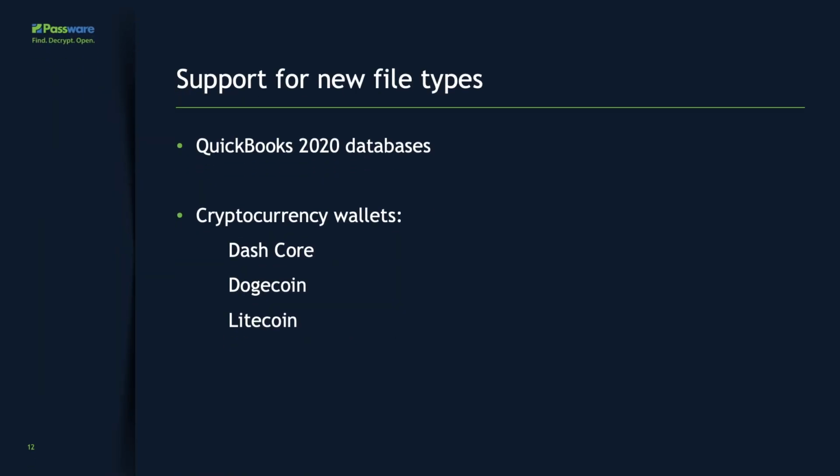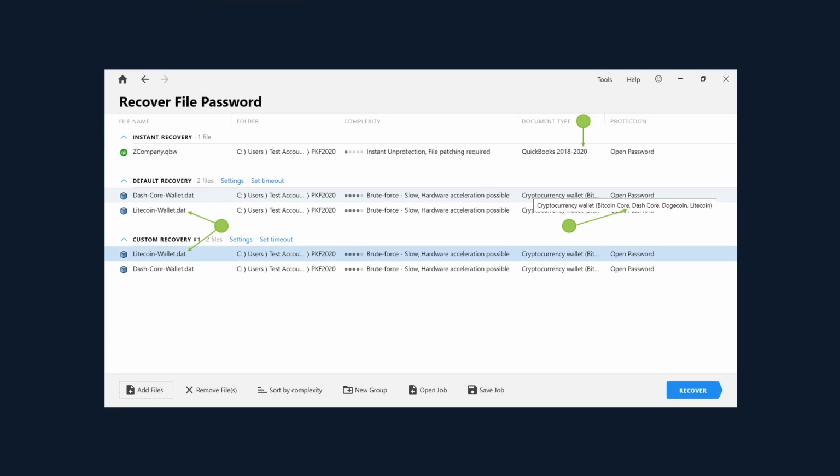So on to newly supported file types. In PKF 2020, we've added instant decryption for QuickBooks 2020. All passwords are removed instantly, and PKF creates an unprotected version of the database in question. We've also added support for some new cryptocurrency wallets, such as Dashcore, Dogecoin, and Litecoin. Let's look at an example.